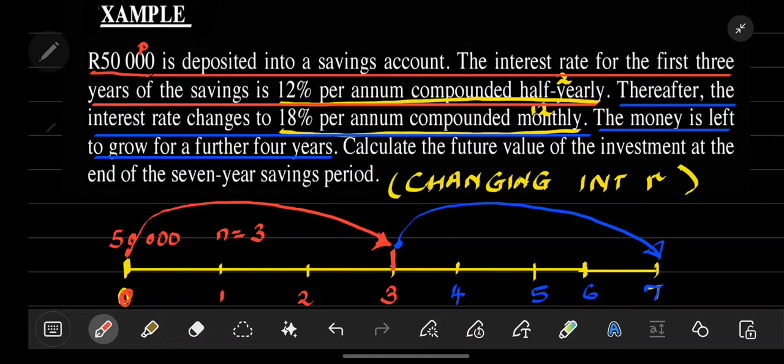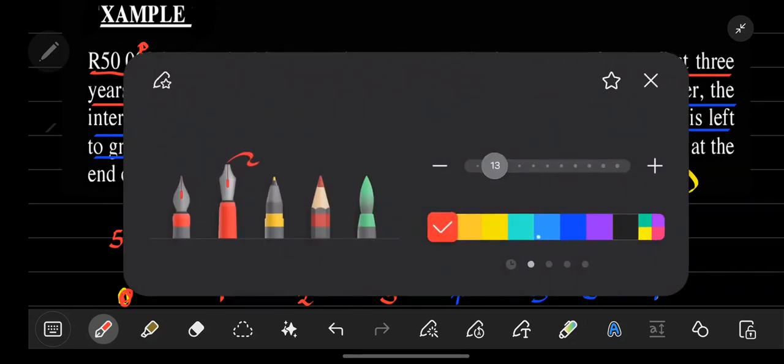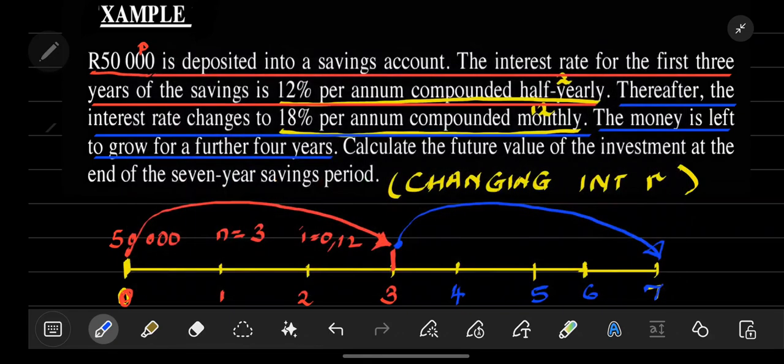And then what else do we need to know? Our percentage there, it is 0.12, ne? Our I is 0.12. Let's fix the blue one quickly as well. For the blue one, our N is going to be 4 years, and our I is going to be 0.18. I hope I have given you the information that you need.